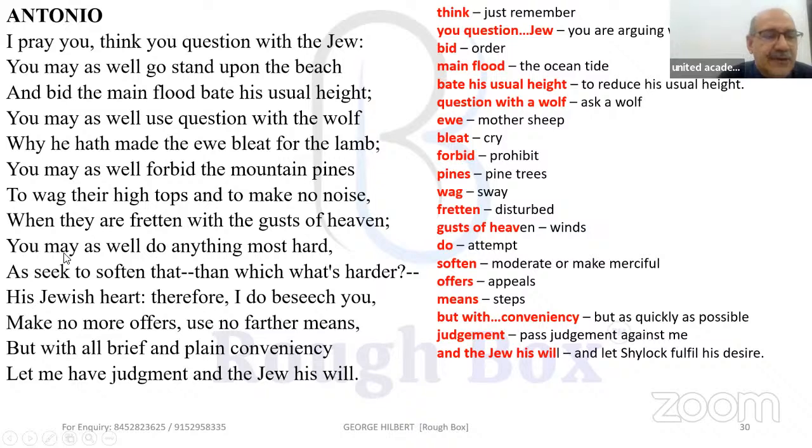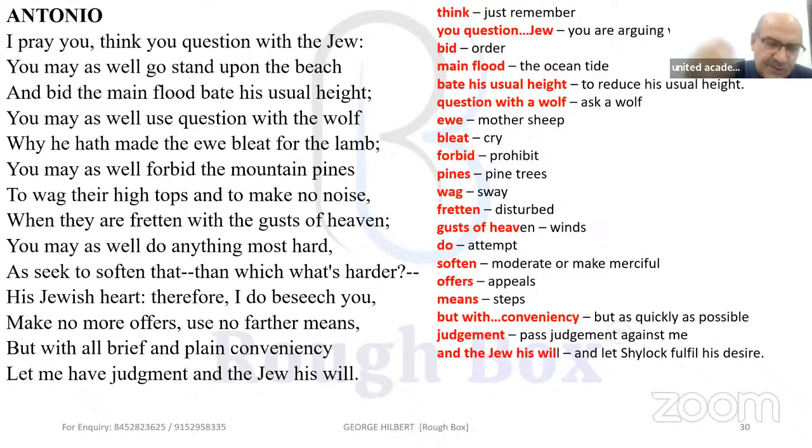Yes, sir. You may as well do anything most hard. You can do the hardest thing in the world and succeed. But you can't do what is harder. And what is harder? His Jewish heart. He's got such a hard heart. You cannot soften that. You can attempt the hardest thing in the world and succeed.